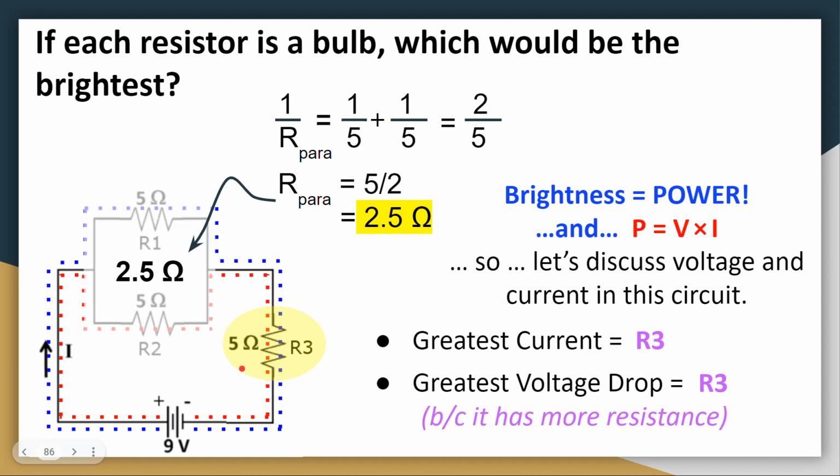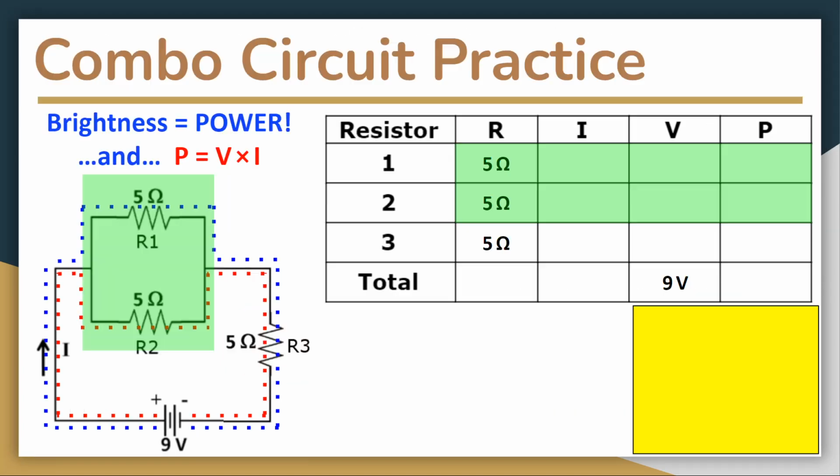Okay, if you have a combination circuit like this, the bulb that's out here, not in the parallel section, is usually the brightest one. But you can always go through and ask yourself these same questions, or you can do the math. Okay, so let's go ahead and look at how we would solve this problem.